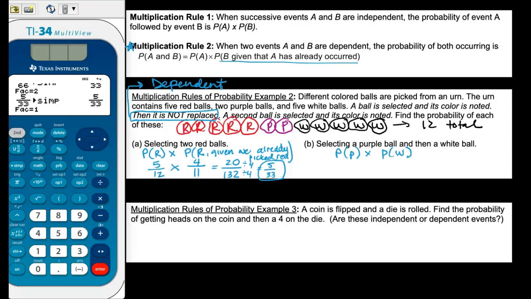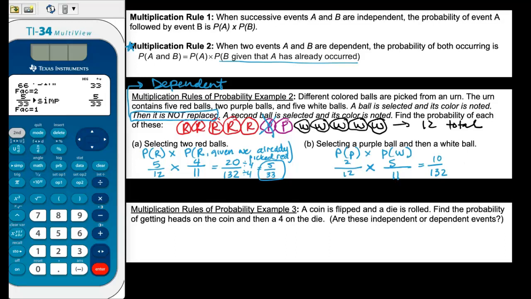So I'm going to find the probability of picking a purple, which is 2 out of 12, and then I'm going to cross off that purple to indicate that I picked it. So I picked that purple ball. Now I have 11 balls left, and there are 1, 2, 3, 4, 5 white. And so I'm going to multiply these two fractions. So 2 times 5 is 10, and 12 times 11 is 132. And so I get 10 over 132.